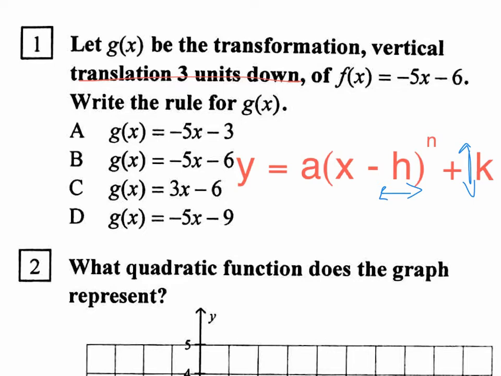So in this one, they tell you to move the function f of x 3 units down. So 3 units down, we should remember that it's the k value at the very end that's moving down. So that'd just be subtracting 3 from the minus 6. So if we subtract 3 from minus 6, we'll get the minus 9, and that is answer D.